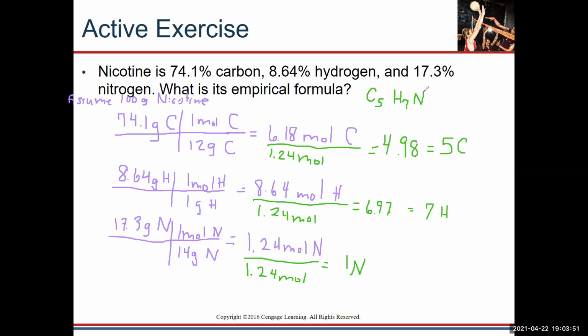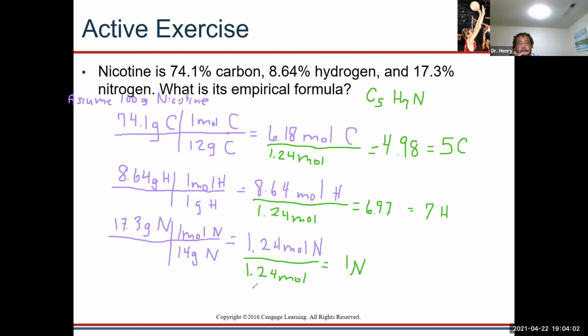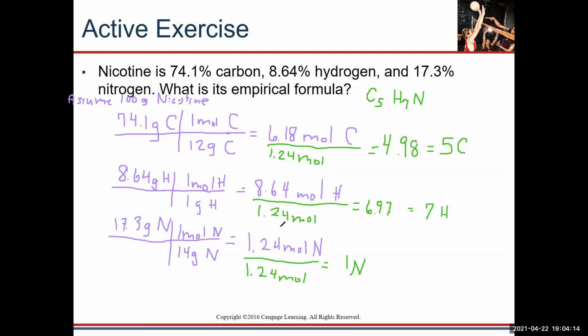Yes. I have a question. I missed the part where you got the 1.24. How did you get 1.24 in that green one? Oh, the denominator. We divide everything by the smallest number. So we got 1.24 here, which is smaller than all of the rest, so you use that to divide everything by. You're using that as your comparison to everything else. Oh, okay. Thank you. No problem.